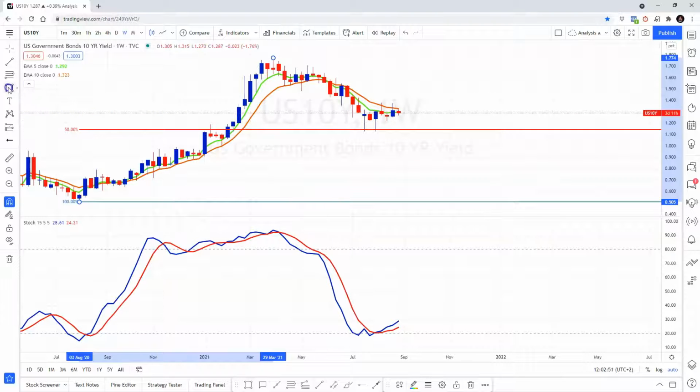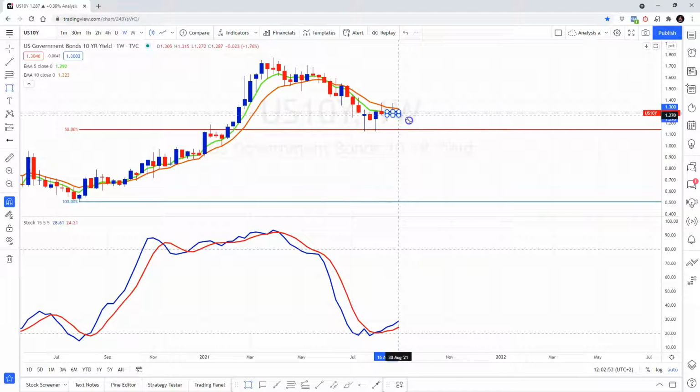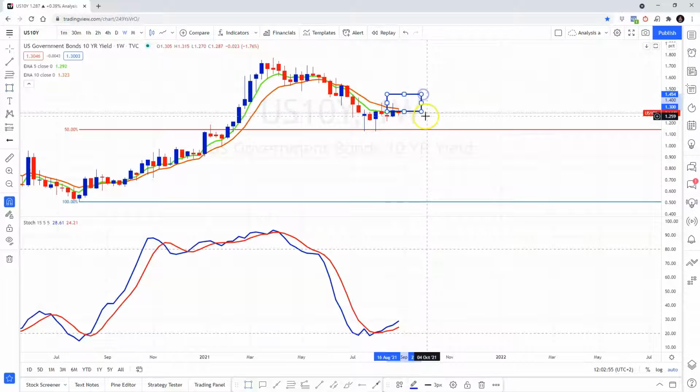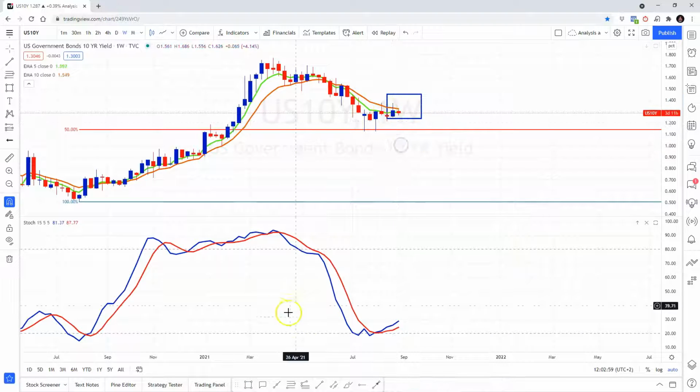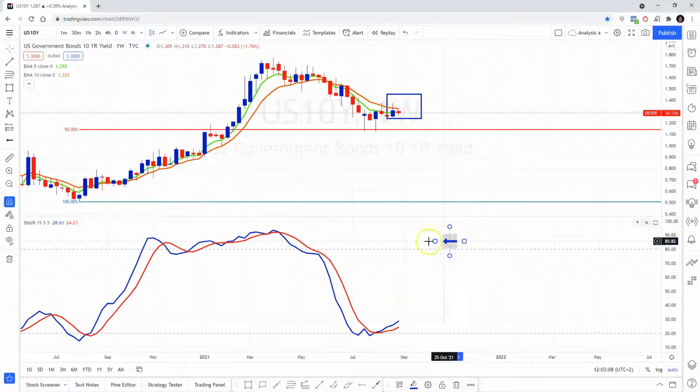Now what we're looking for is to see if the EMAs cross positively, so something referred to as a golden cross. We can already see that the stochastic has crossed positively, and now we are looking to see if it makes its way up towards 80 and if it's able to stay in the 80 level. And if that does happen, then you'll most likely see a momentum push behind the US 10-year yield.